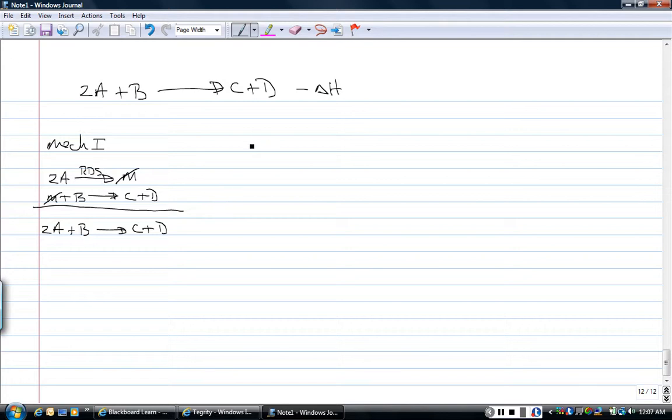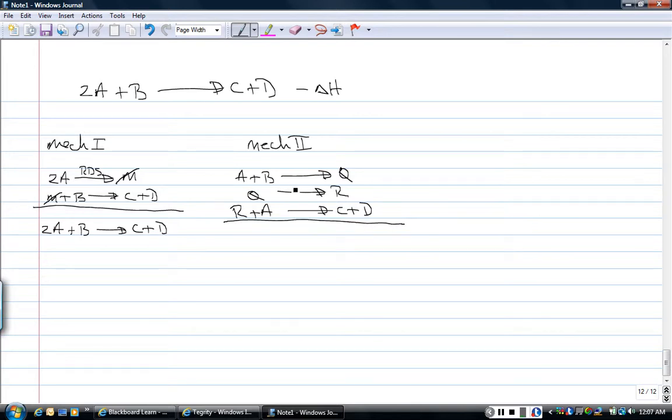Okay. Somebody in Australia says that's not right at all. Our studies indicate that it's a different mechanism. In our mechanism, A and B react to give rise to Q. Q then breaks down on its own to give R. R then reacts with A to give rise to C plus D. And according to their studies, they find that step 2 is the RDS. Now when I add the steps together, Q goes out, R goes out. And overall, 2A plus B gives rise to C plus D.